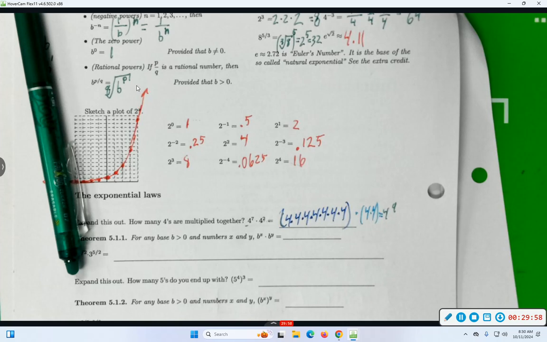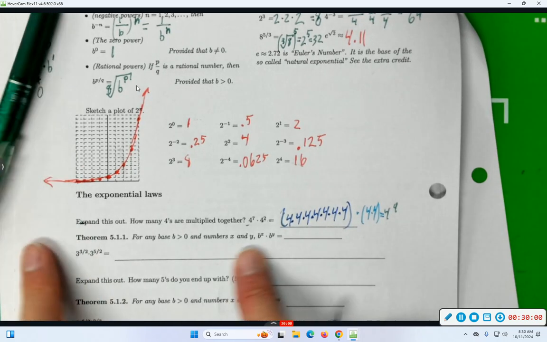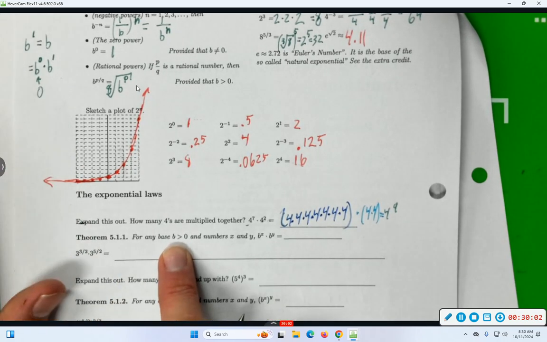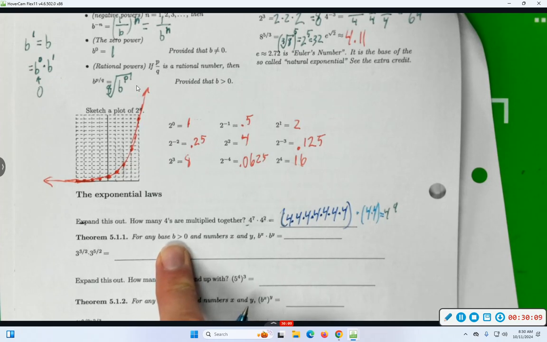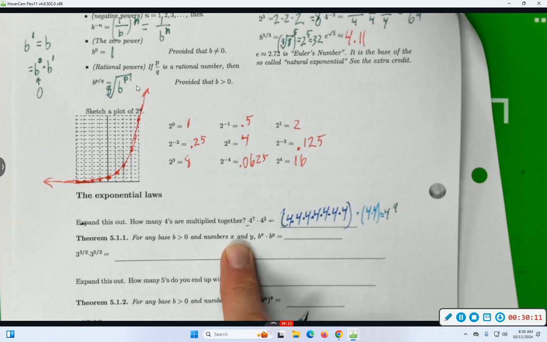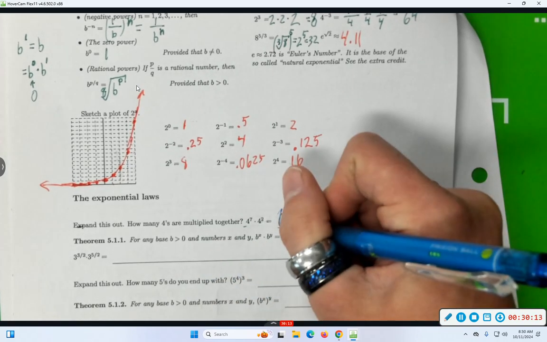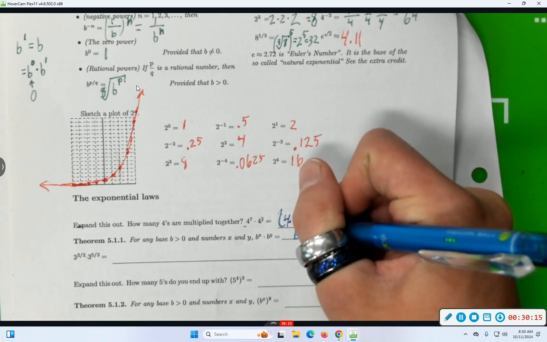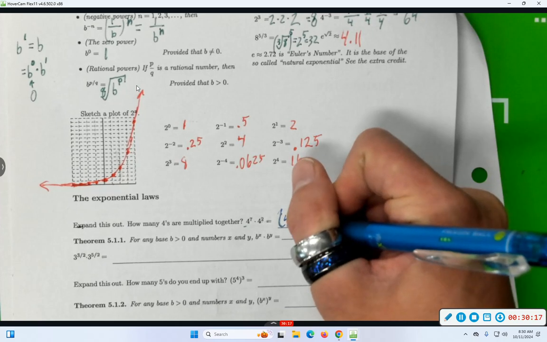In fact, there's a general rule there. If you have any positive base b, I'm going to demand that my bases always be positive, otherwise you get some weirdness about negative numbers or zeros showing up. And any numbers x and y, then b to the x times b to the y is always the same as b to the power x plus y.